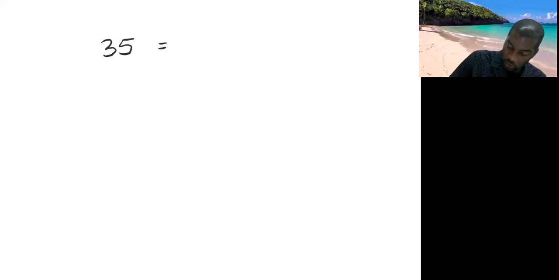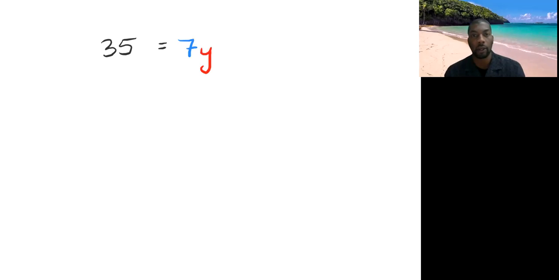Now I'm going to do this problem in the simplest possible way so that you can get a more clear idea of how this goes. Let's say we have 35 is equal to 7 times y, or 7y. How do I solve this?